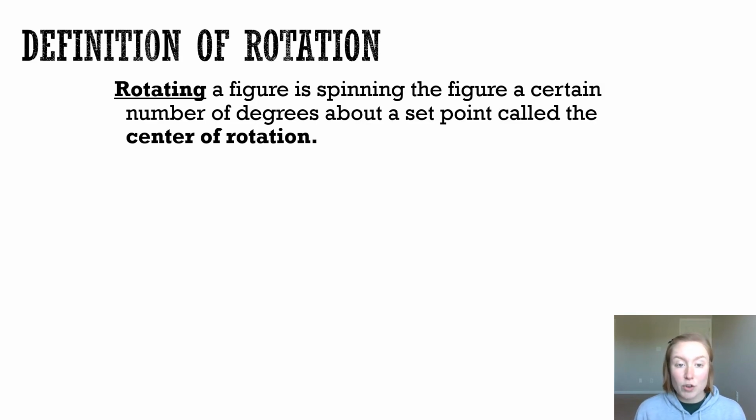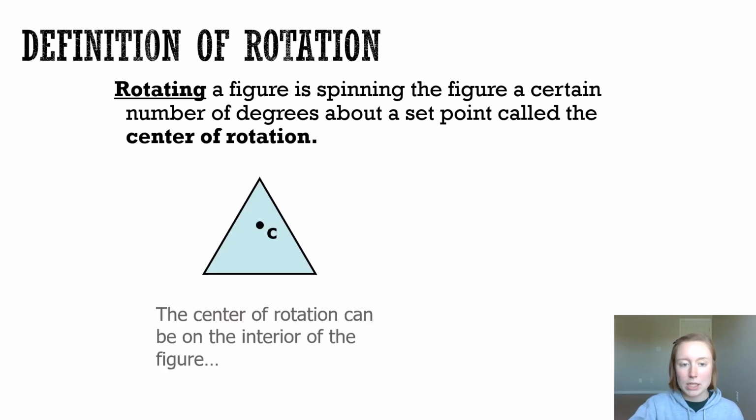So the definition of a rotation is pretty obvious. Rotating a figure is spinning the figure a certain number of degrees about a set point called the center of rotation. So basically, anytime we rotate something, it has to rotate around a specific point.